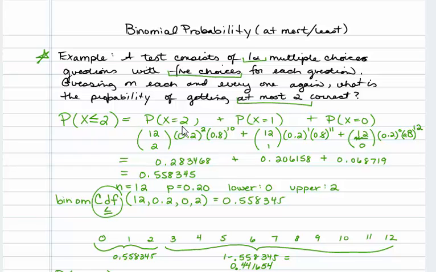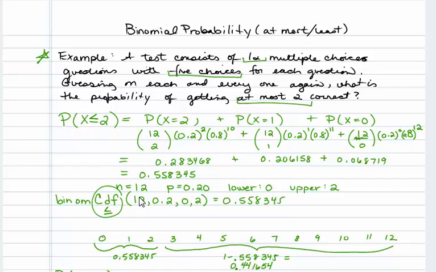So I've got to figure out what it would be if I were to get 0 correct, what it would be if I got 1 correct, and what it would be if I got 2 correct, and add all of those up and get 0.558345. In your calculator, it's a binomial CDF problem where you're trying to find 2 or less.